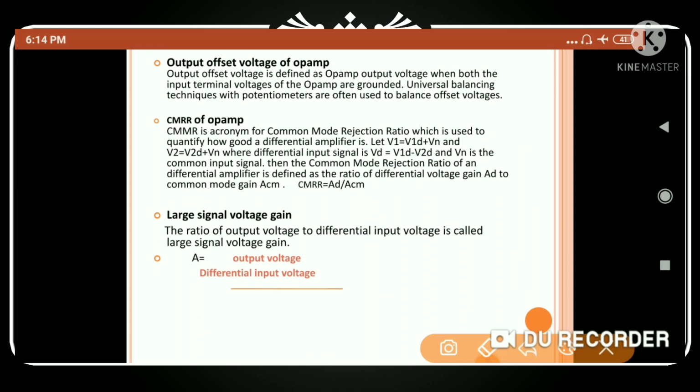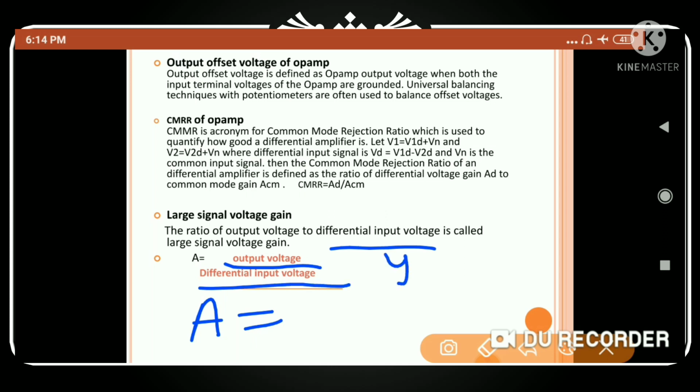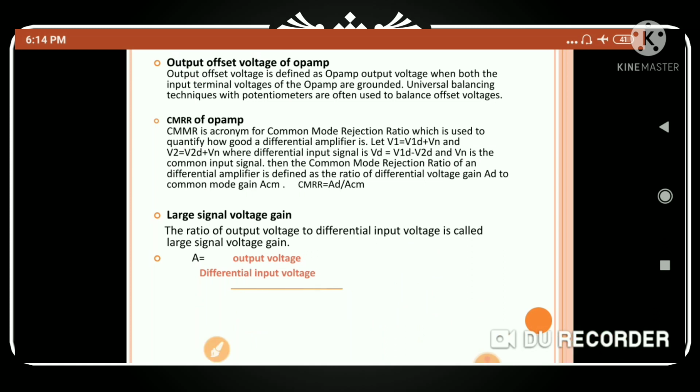The next one is the large signal voltage gain. The ratio of output voltage to the differential input voltage is called the large signal voltage gain. So gain is given by A, the ratio of output voltage to its differential input voltage, V1 minus V2 or V2 minus V1. To calculate the gain, you divide the output by the differential input voltage, and then you get the large signal voltage gain.